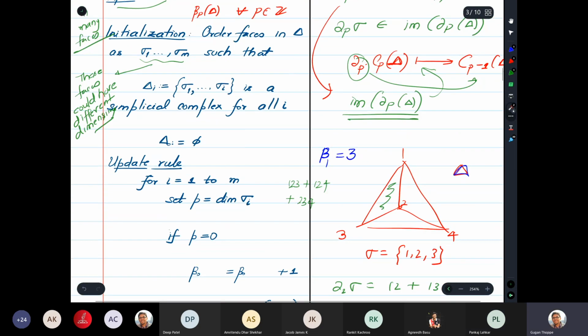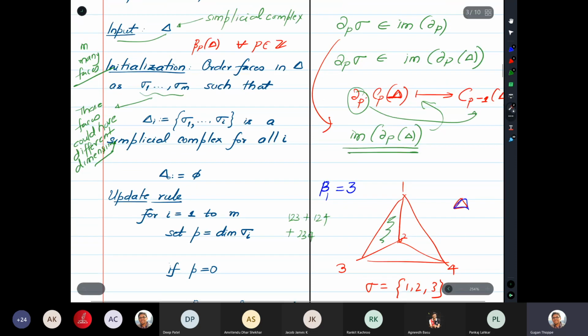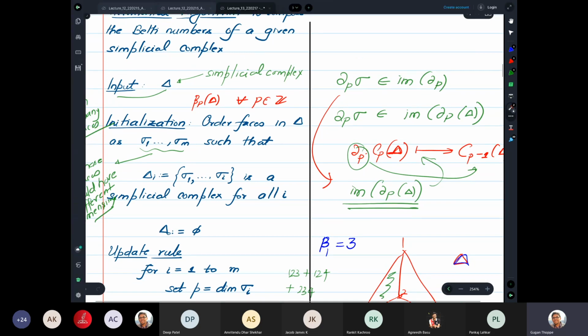So this is the way you are supposed to order, so that if you look at delta I, which is the collection of these I many faces, each intermediate thing that you have should also be a simplicial complex. To begin with, delta 0 must be the empty simplicial complex, so it doesn't have any face. So when I say incremental, what does it mean? That is what I'm going to now explain.